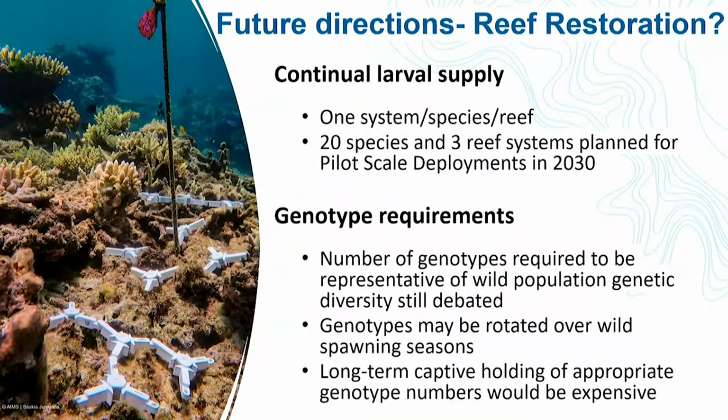Genotype requirements is still hotly debated. I just came out of Hughes' talk and he talked about having 30 genotypes to be a close representation of the wild population genetic diversity. So in terms of having that in a captive system across all those numbers we're talking about, again, it kind of blows out your price, and long-term captive holding would be quite tricky.